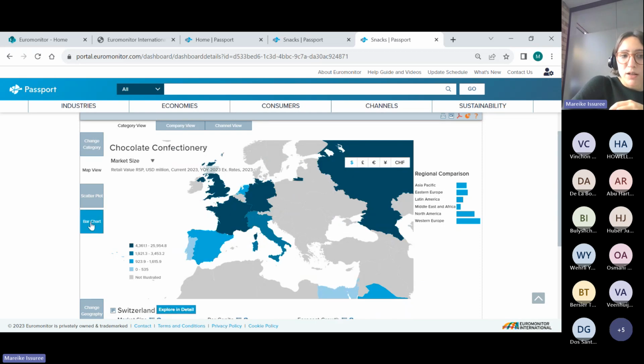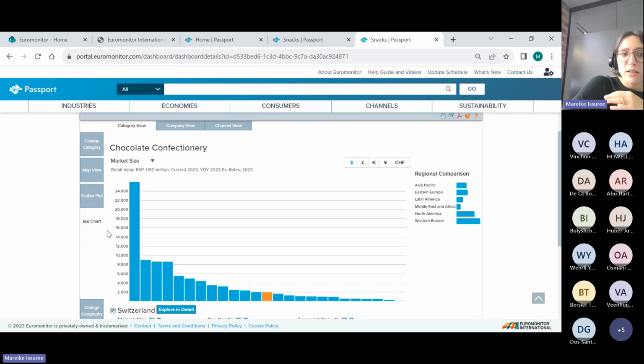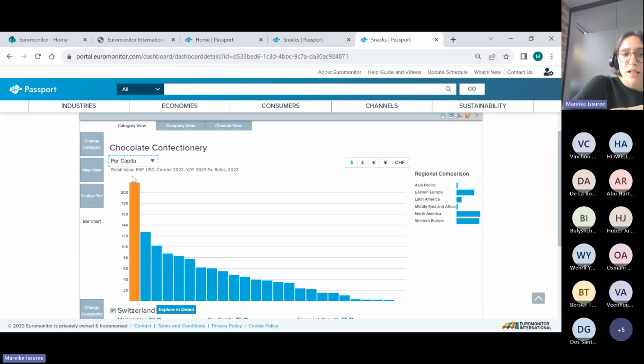You could further, instead of looking at the map view, look at a bar chart. So here we could get very quickly the ranking based on total consumption. So we have the US number 1, Russia number 2, UK number 3. But if we look at, for example, per capita, it gives us a different view. So in terms of per capita consumption, Switzerland, out of the 25, is the number 1, consumes the most from a retail value perspective. Number 2, UK. Number 3, Germany.